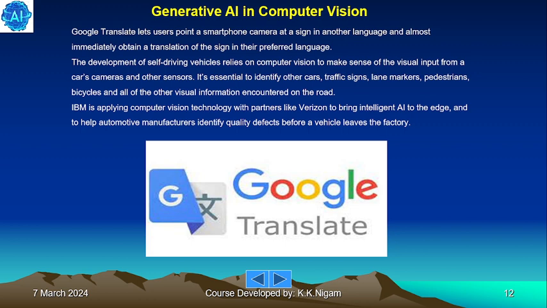encountered on the road. IBM is applying computer vision technology with partners like Verizon to bring intelligent AI to the edge and to help automotive industries identify quality defects before a vehicle leaves the factory.